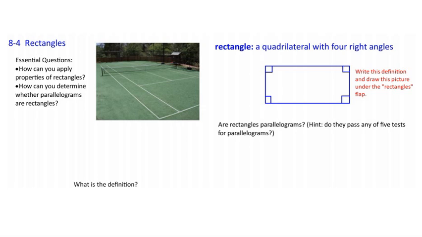This is enough to prove that every rectangle is a parallelogram. Given that consecutive angles are supplementary, you can prove that opposite sides are parallel. And since both pairs of opposite sides are parallel, we know it's a parallelogram, so it passes one of our tests. So again, the only thing special so far about a rectangle is that all angles are right angles.